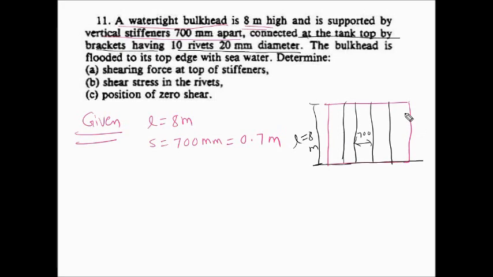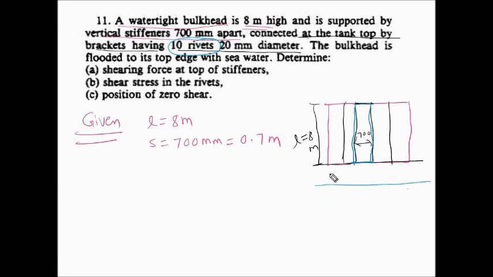So now they are not talking about the whole bulkhead. Whatever they have given to us is given only for this part. They are not talking about the whole bulkhead. Okay. So there are 10 rivets. With the help of rivets, we are connecting the bulkhead to the tank top of the double bottom.